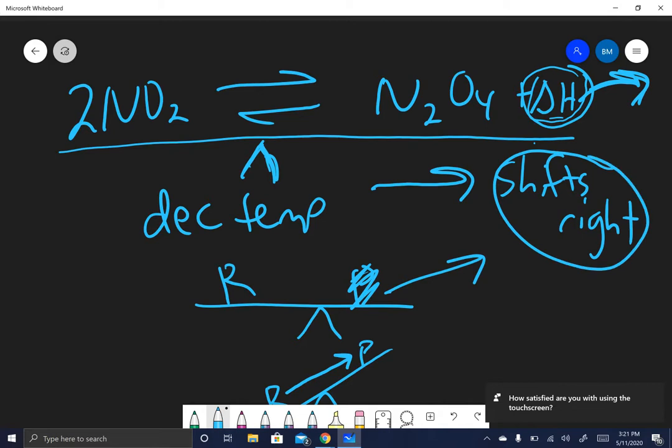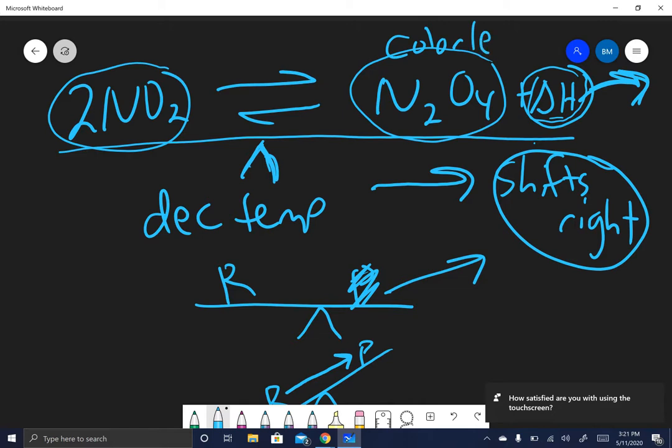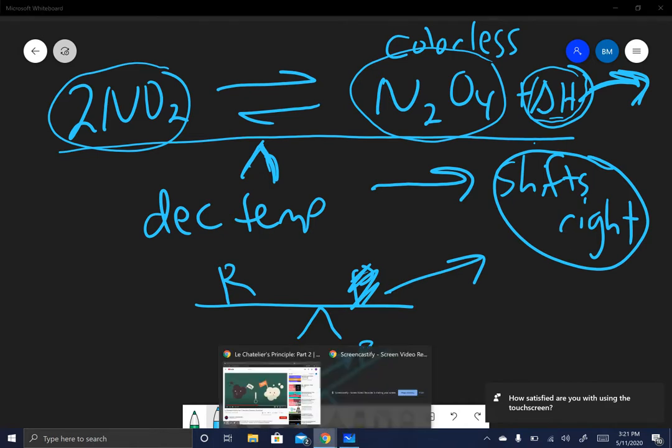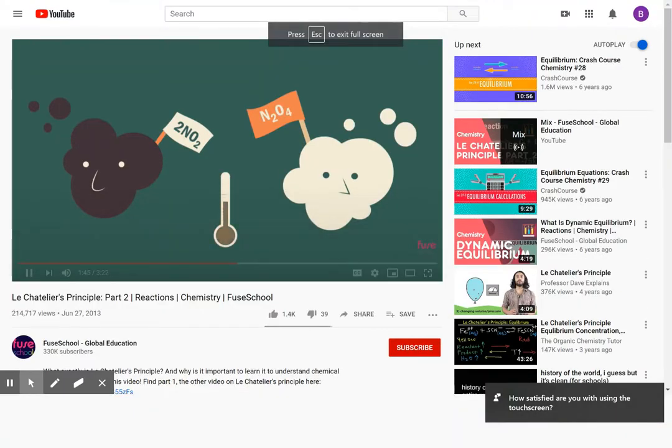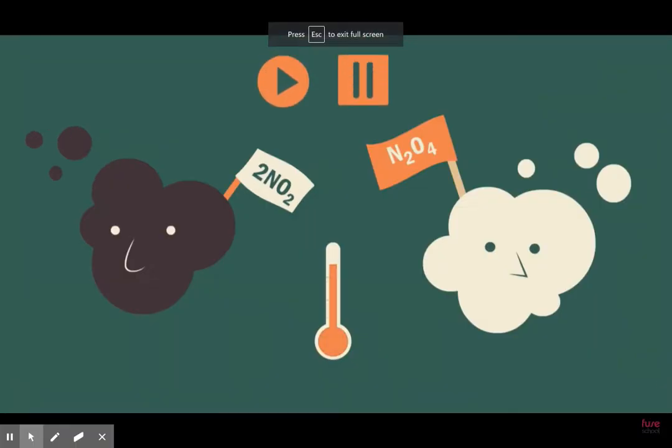And according to the video here, this is a colorless gas, and then this is brown, right? So I would expect, I think it was colorless or it was white, I don't know. I would expect to see more colorless gas if I decrease the temperature on this reaction. Okay, let's go back. When the temperature is increased. Please pause the lesson to think about this and resume once you are done.